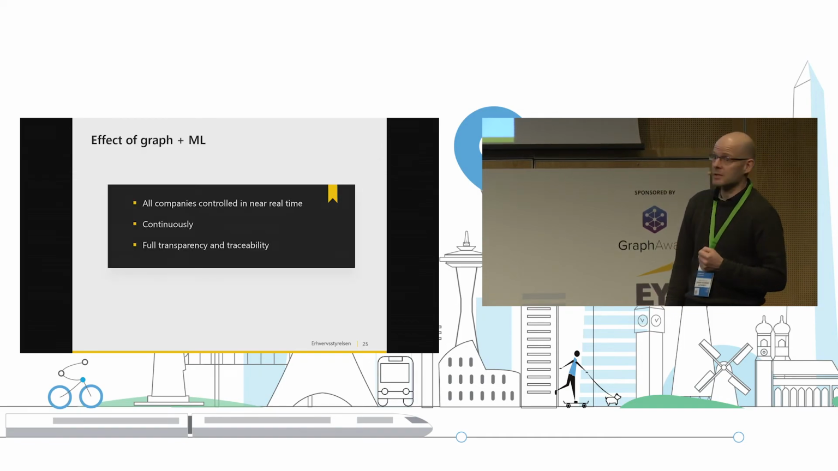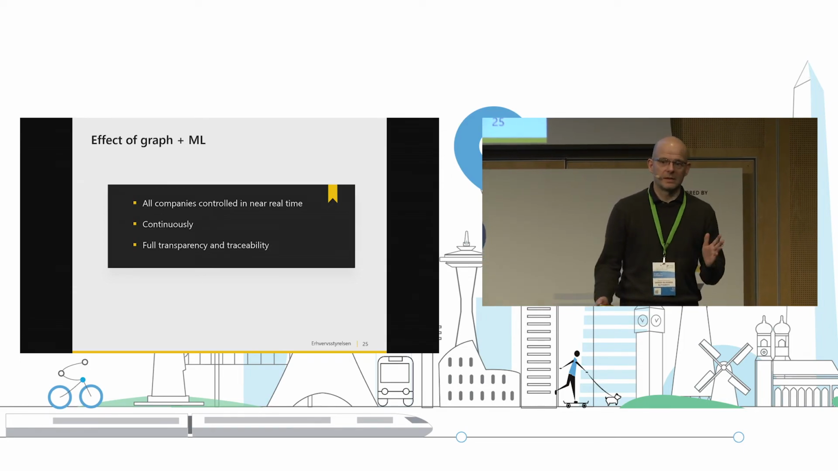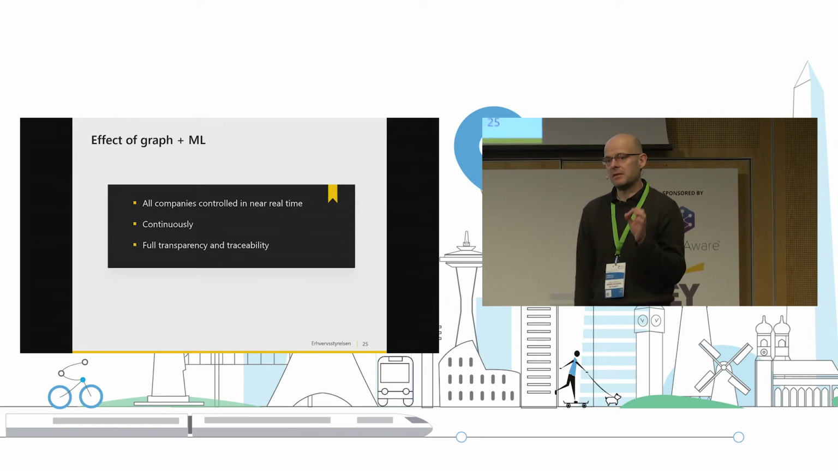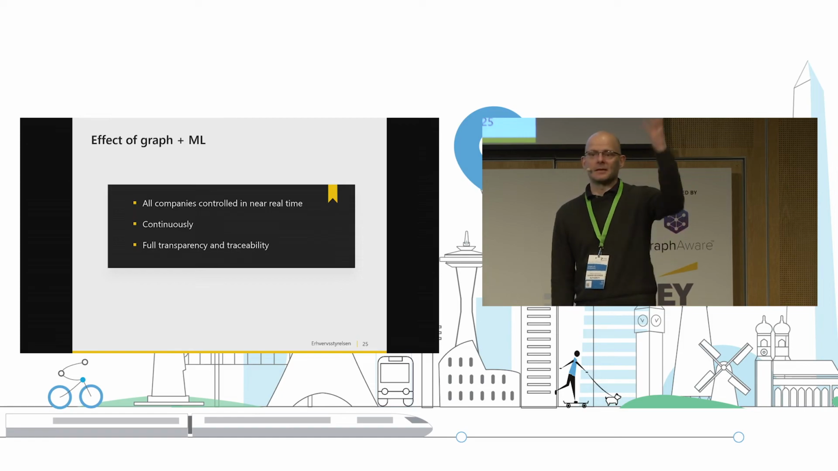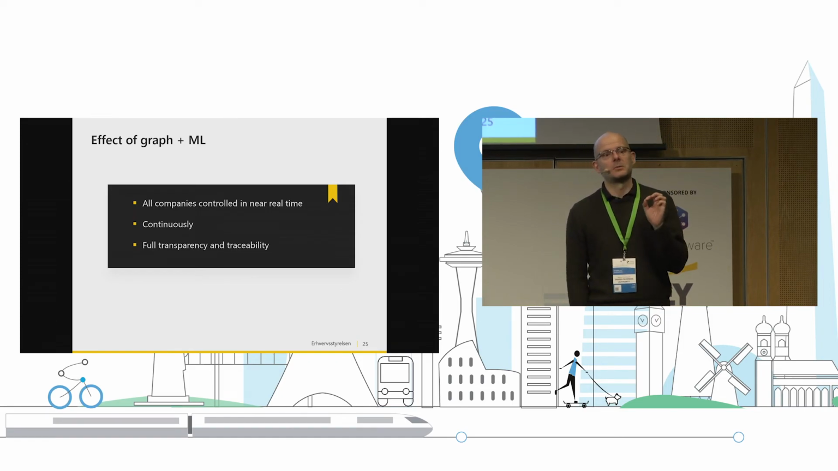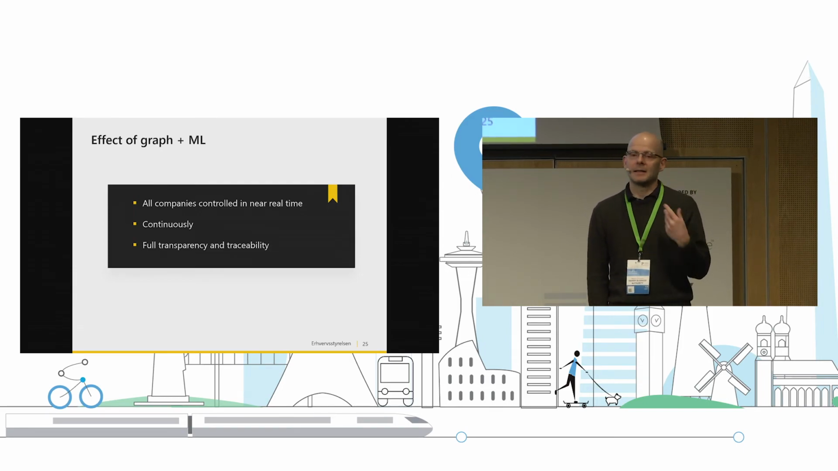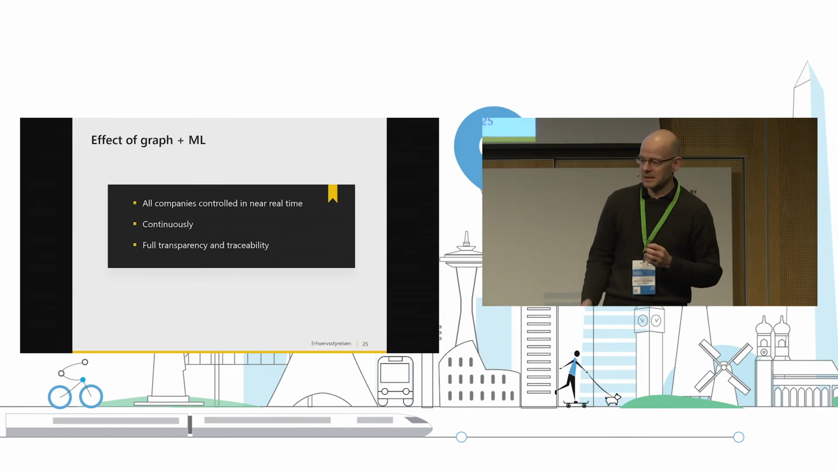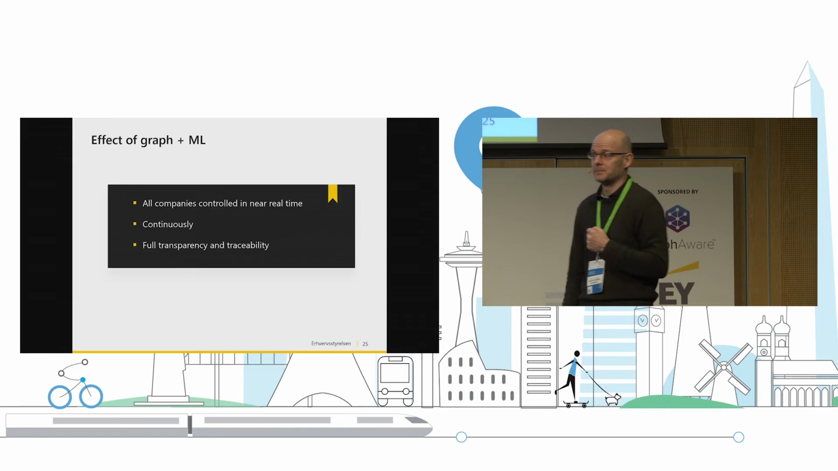So all in all, the usage of graph and ML with the event layer enables us to control all the companies in real time. It enables us to do so continuously. So every time there's a change in the data, some model starts doing something, and when it's done, it creates an event and another model continues. So we can break down some of the complex problems into less complex models, and that helps us with keeping our models explainable. And you can say the entire ecosystem then becomes a highly complex machine, but with the benefits of full transparency and traceability.